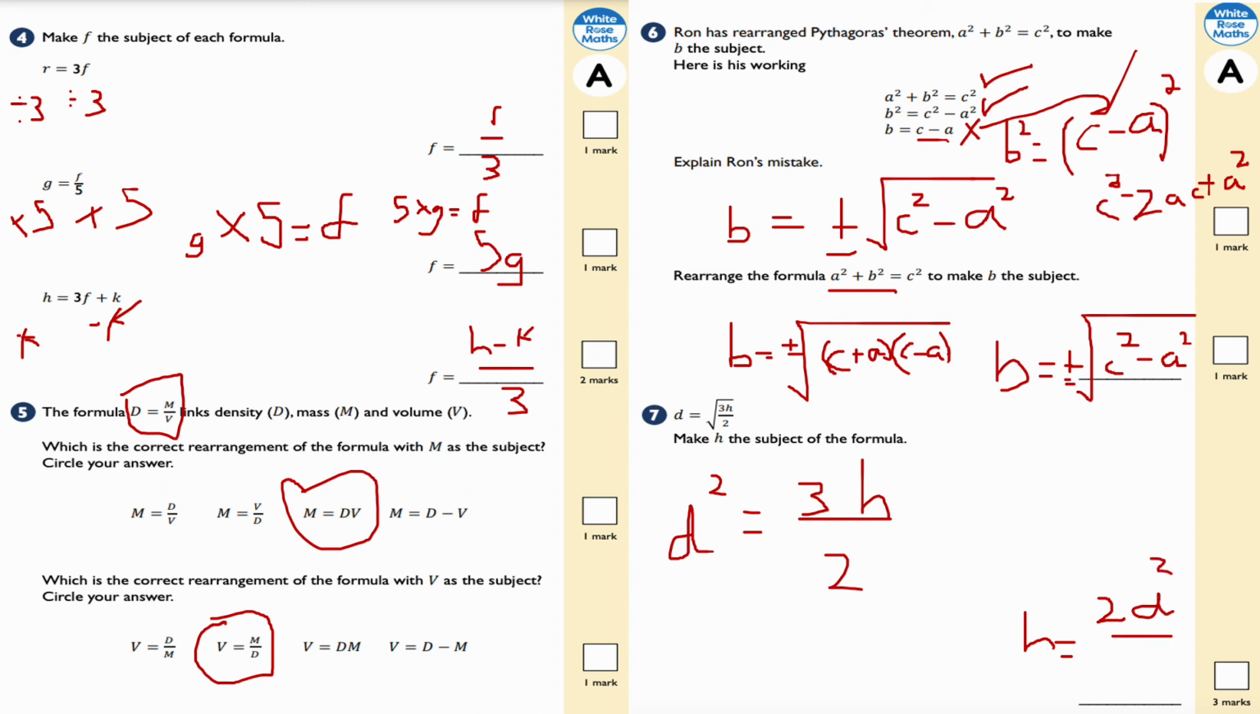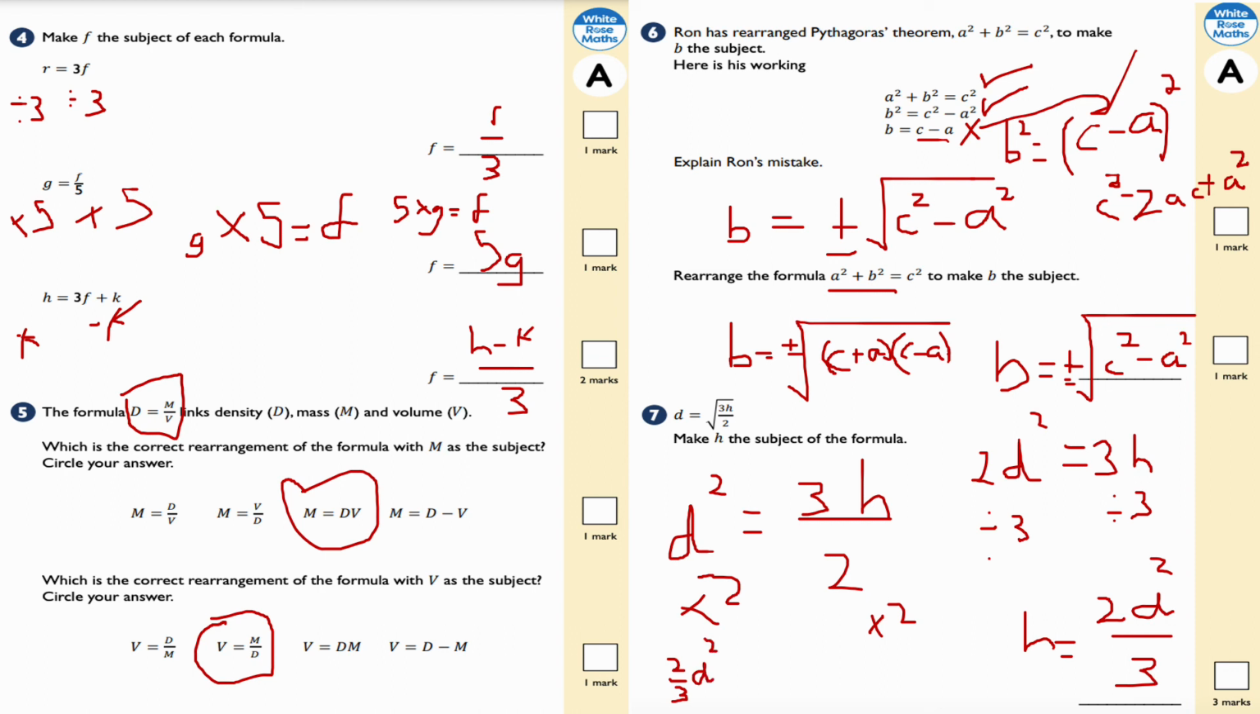So I've jumped the gun here. Times by 2 on both sides, and then divide through by 3, after you've timesed by 2. So I get 2d squared is equal to 3h, and then dividing both sides by 3 to get h on its own, to isolate h. Remember that I'm always balancing it on both sides. 2d squared divided by 3, or 2/3 d squared is also acceptable.